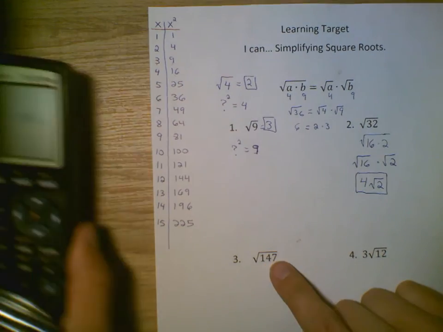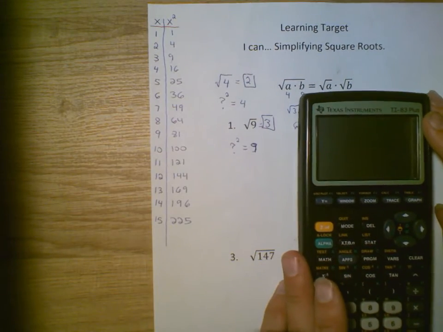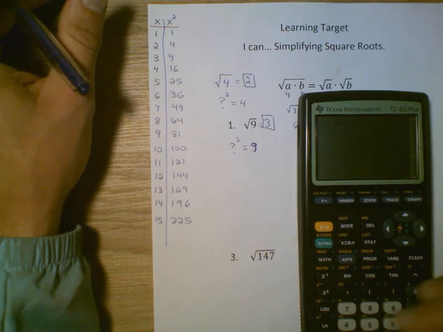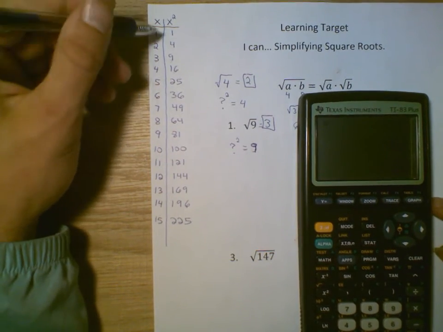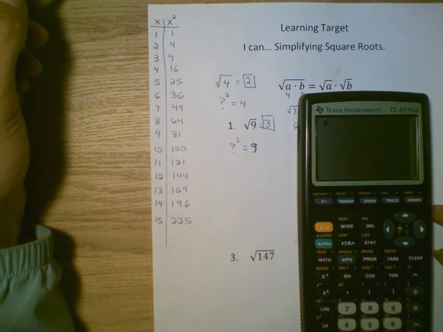Now, to do this, you'll have a calculator. You won't be allowed to use a graphing calculator like I'm going to use on your test, but you will have a calculator that you can check these. And so what we're going to do is figure out which one of these perfect squares goes into 147.